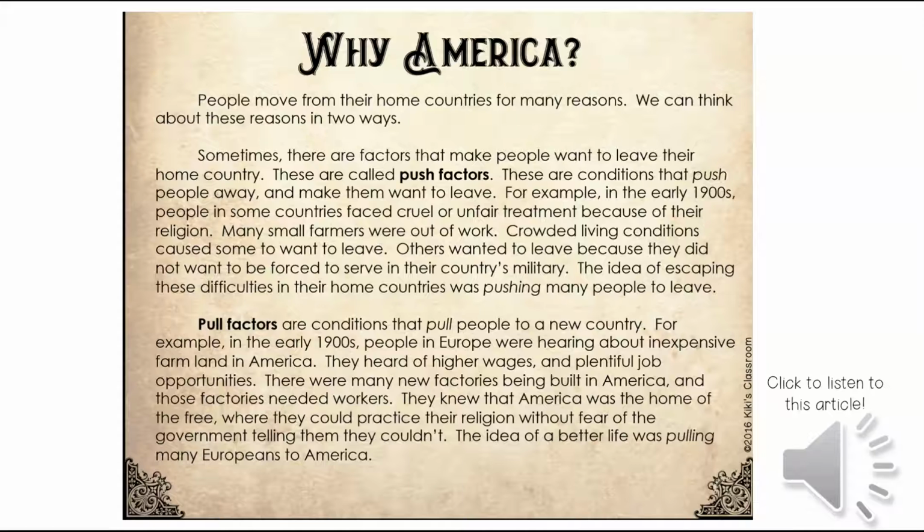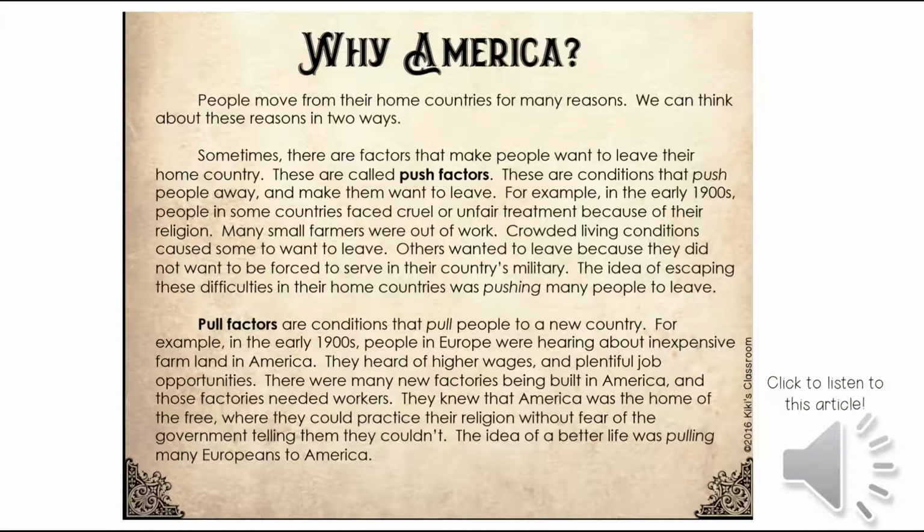Pull factors are conditions that pull people to a new country. For example, in the early 1900s, people in Europe were hearing about inexpensive farmland in America. They heard of higher wages and plentiful job opportunities. There were many new factories being built in America, and those factories needed workers. They knew that America was the home of the free, where they could practice their religion without fear of the government telling them they couldn't. The idea of a better life was pulling many Europeans to America.